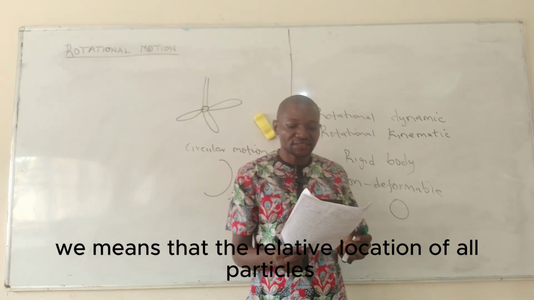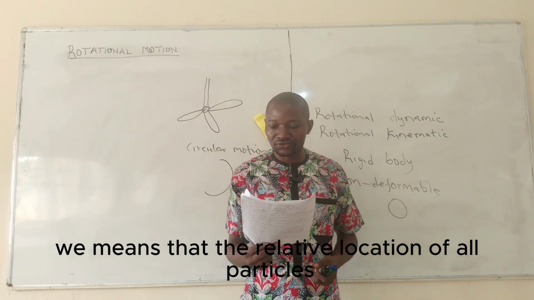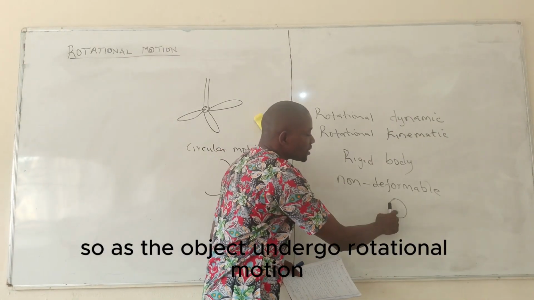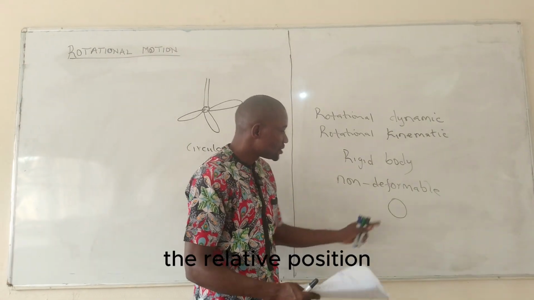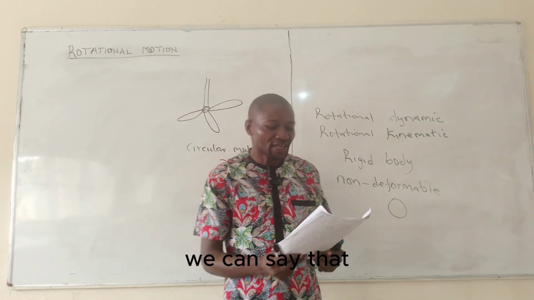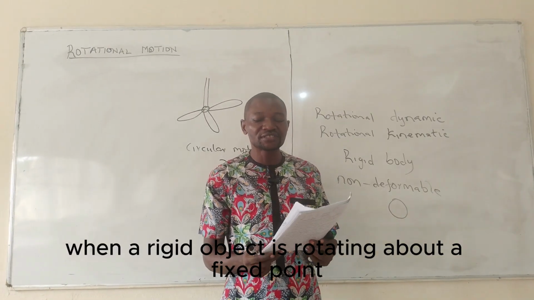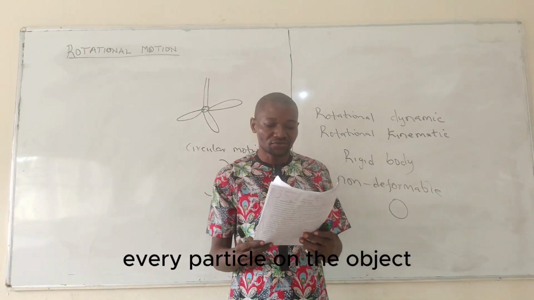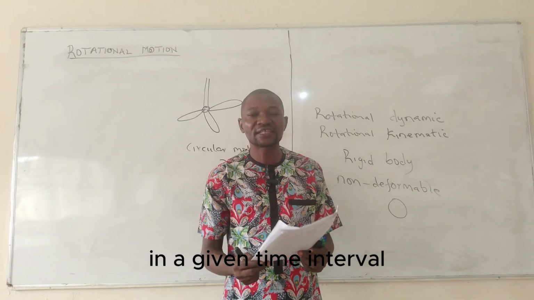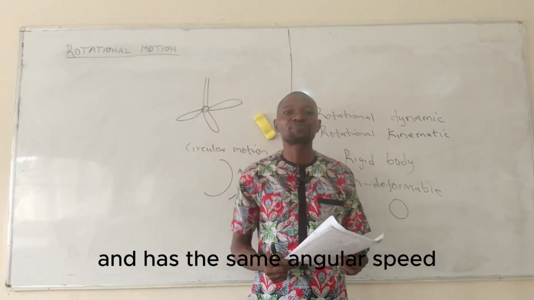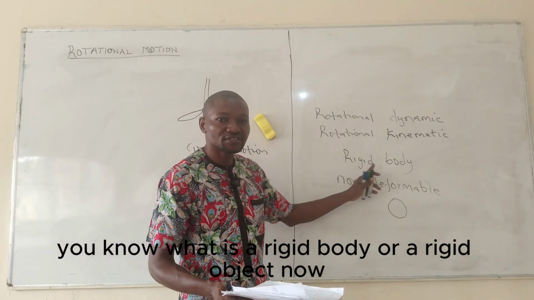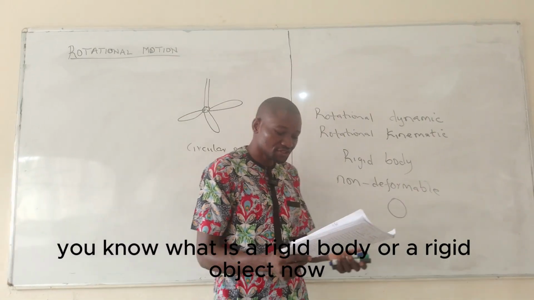And by that we mean that the relative locations of all the particles of which the object is composed remain constant. So as the object undergoes rotational motion, the relative positions of the particles that form the object all remain constant. So when a rigid object is rotating about a fixed point, every particle on the object rotates through the same angle in a given time interval and has the same angular speed and angular acceleration. I hope with that you know what a rigid body is now.